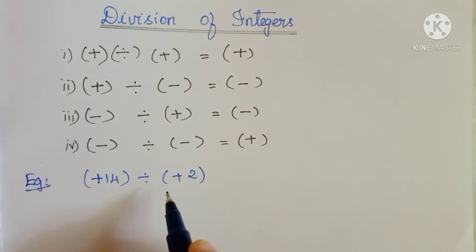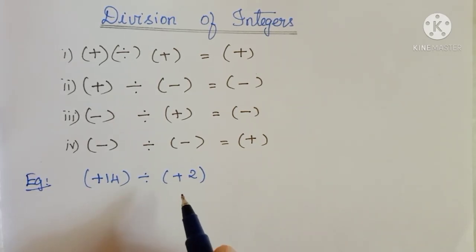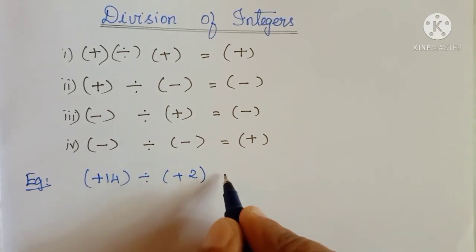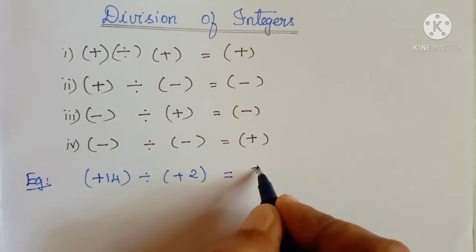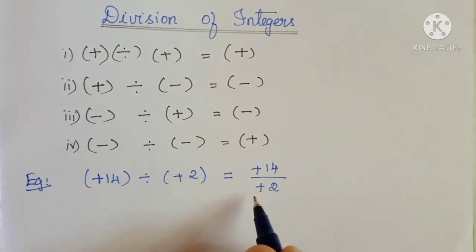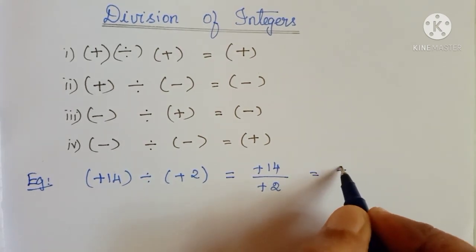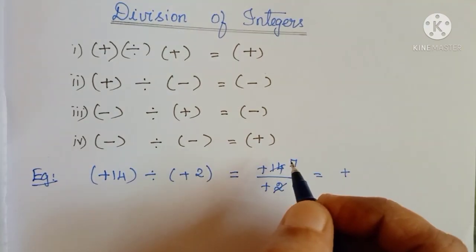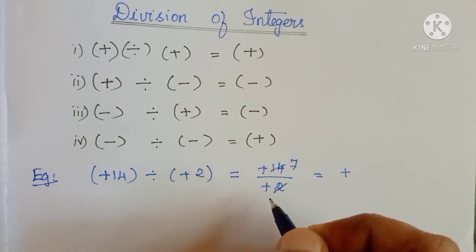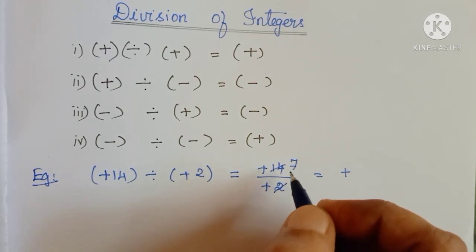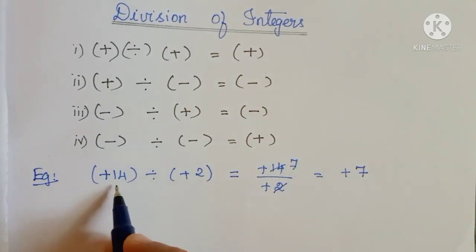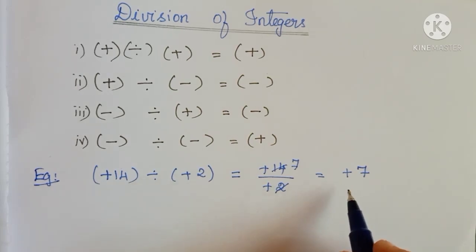If you know the table, we can divide directly. Otherwise we can convert this division form into fraction form. See here, plus 14 divided by plus 2. Here both have plus sign, so what answer will you get? Only plus. Now here we can cancel 14 and 2. Both are common in the table of 2. We can cancel these two and we get the number 7. So our answer is plus 7. So plus 14 divided by plus 2 gives plus 7.